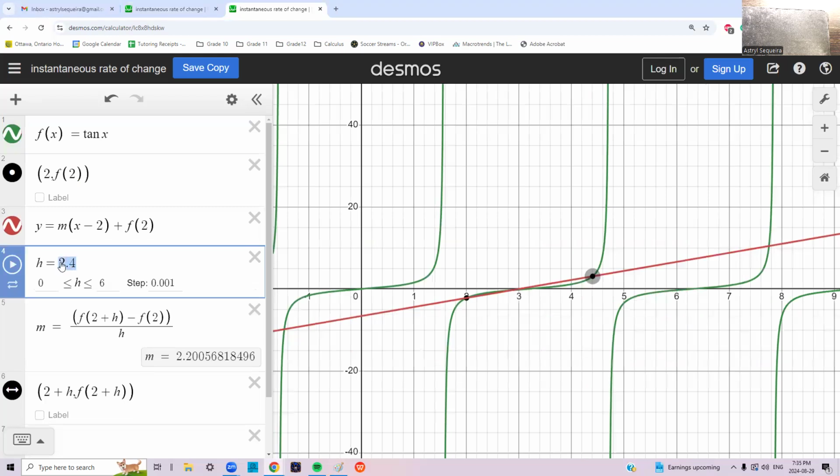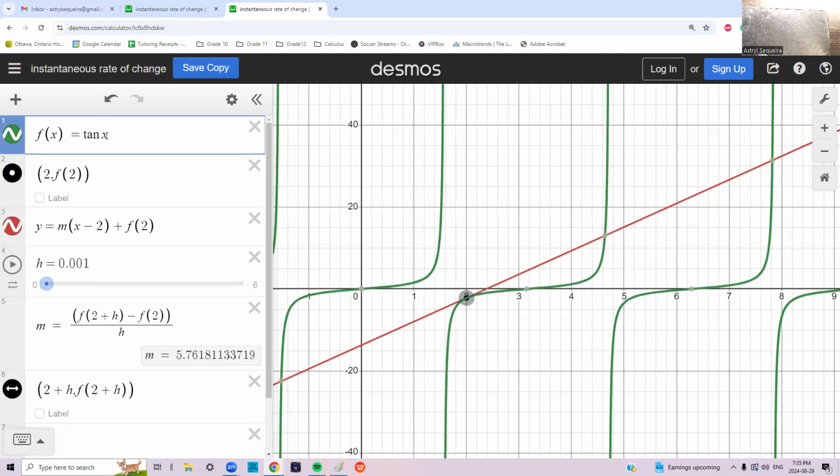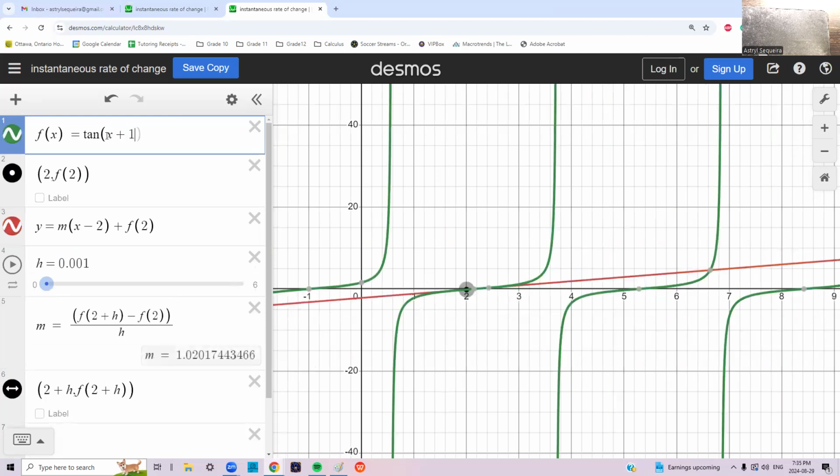Again, start by changing your h to 0.001. The default for the x value is 2, which is good. If you look at the slope here, it's 5.76. 5.76 is too big. I want it to be 1.23 as well. So I'm going to shift this tan function a bit to the left. So let's shift it 1 unit to the left.